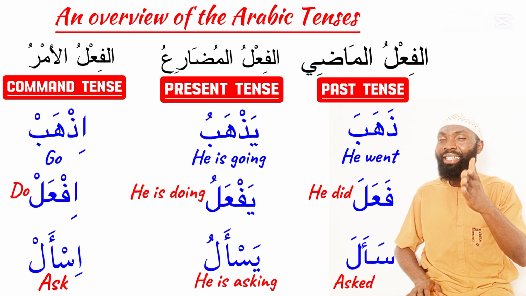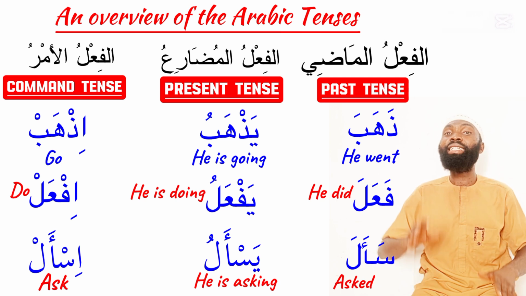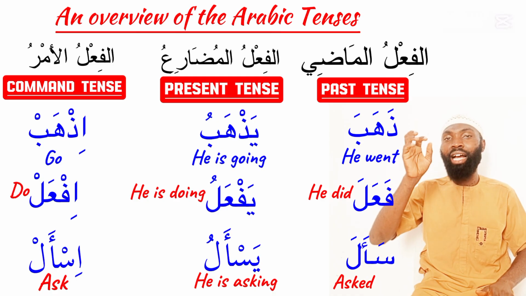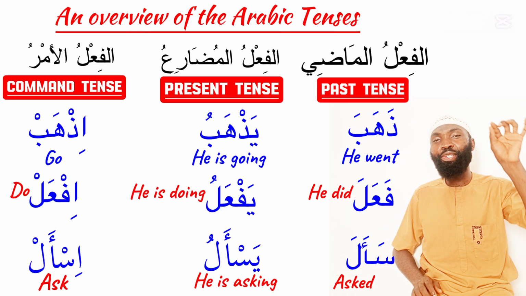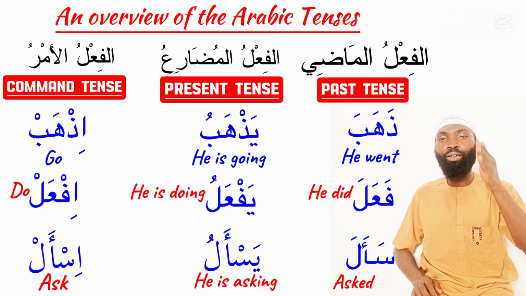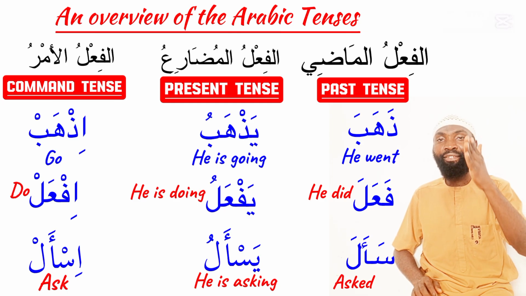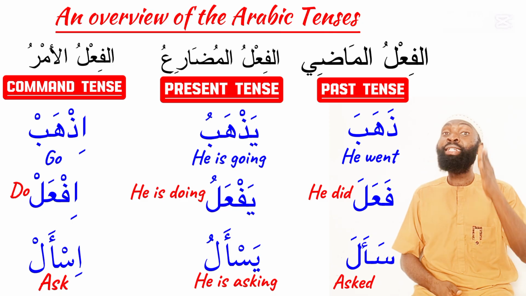And to form the command tense, all you need to do is to remove the particle of present tense, which is the ya there, and replace it with hamza. Now you change the last letter to sukun, and the first letter remains, and the second letter also remains. So it gives you idhhab or if'al or is'al. So with this, we have been able to build a foundation.